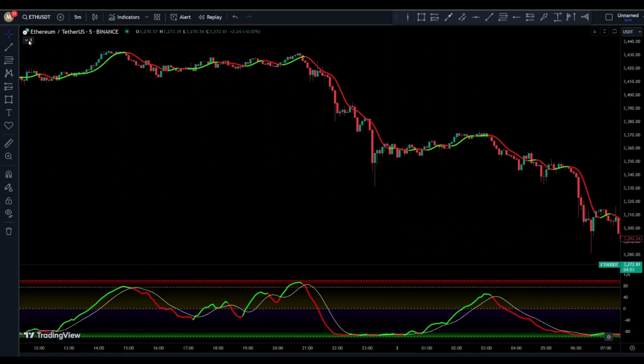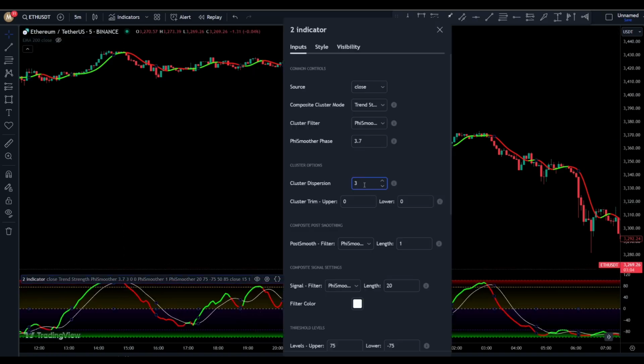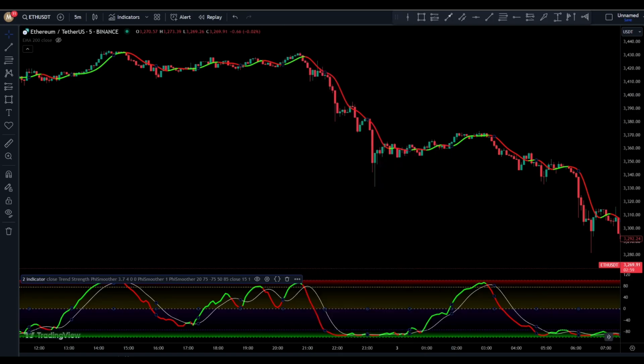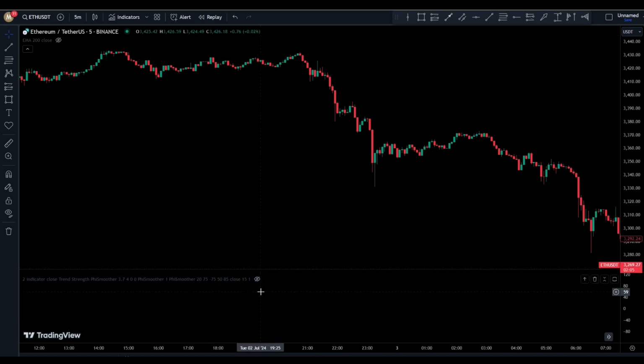First of all, let's open its settings. The only change we are gonna make is typing 3 instead of 4 in this option. We leave everything else unchanged. As you can see, we got two indicators on the chart. Here I hide and reveal them so you can find them on the screen. Two indicators combined into one.